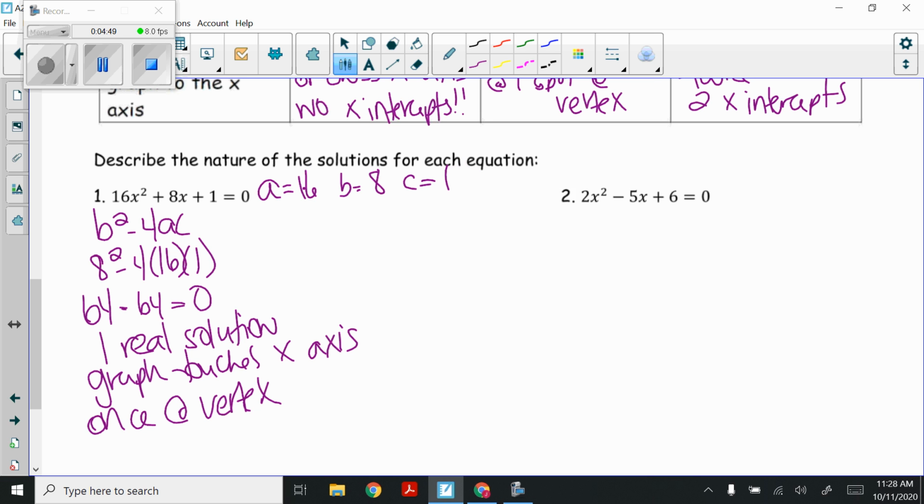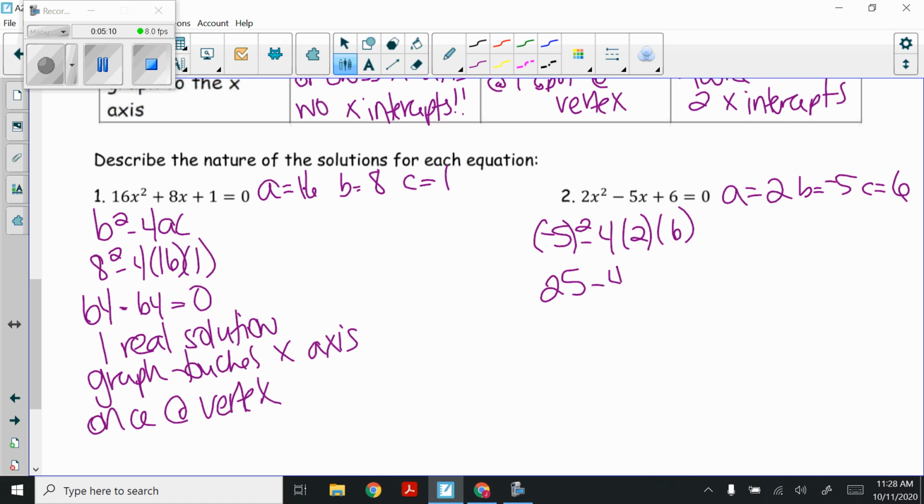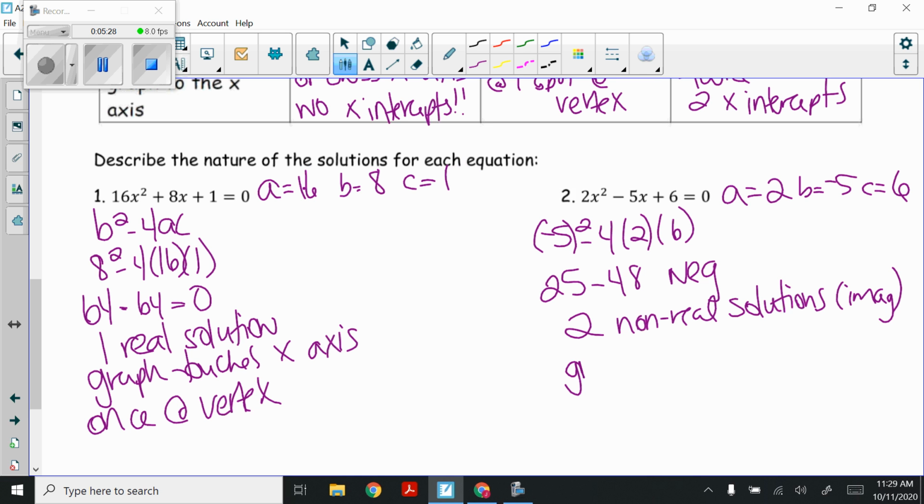All right, let's look at number 2. 2x squared minus 5x plus 6 equals 0. Again, identify a, b, and c. A is 2, b is negative 5, c is 6. Plug those in, so negative 5 squared minus 4 times 2 times 6. Negative 5 squared is 25. 4 times 2 is 8. 8 times 6 is 48. So 25 minus 48 is negative 23. I see that this number is negative, which means that this would have two non-real solutions, which again means that they are imaginary. So if I have two non-real imaginary solutions, that means that the graph never crosses the x-axis. There are no x-intercepts.